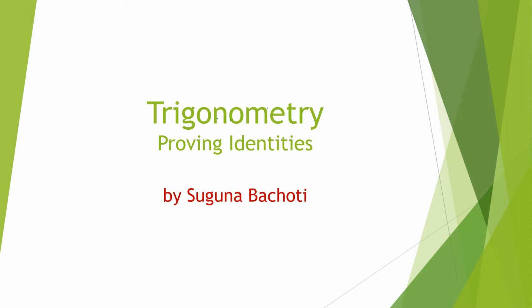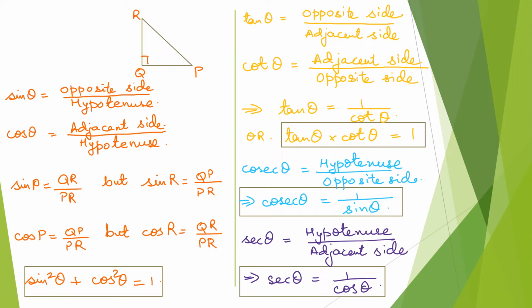This section is on trigonometry. I'm only handling how we look at identities that are to be proven. So before I go to the identities that we have to prove, let me just go through a brief overview of trigonometry.